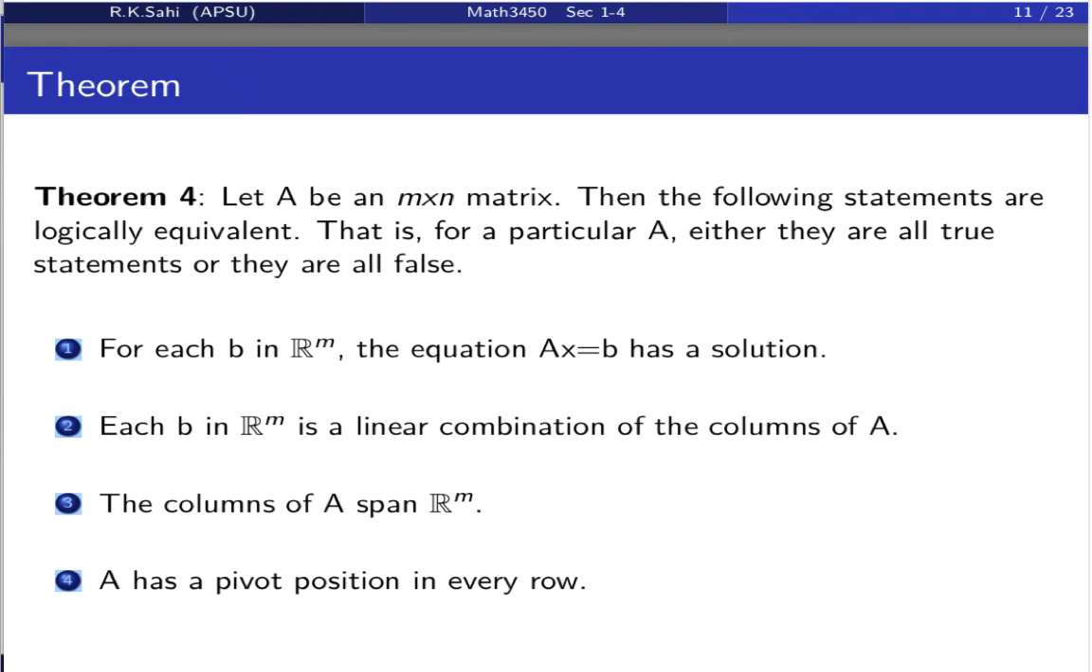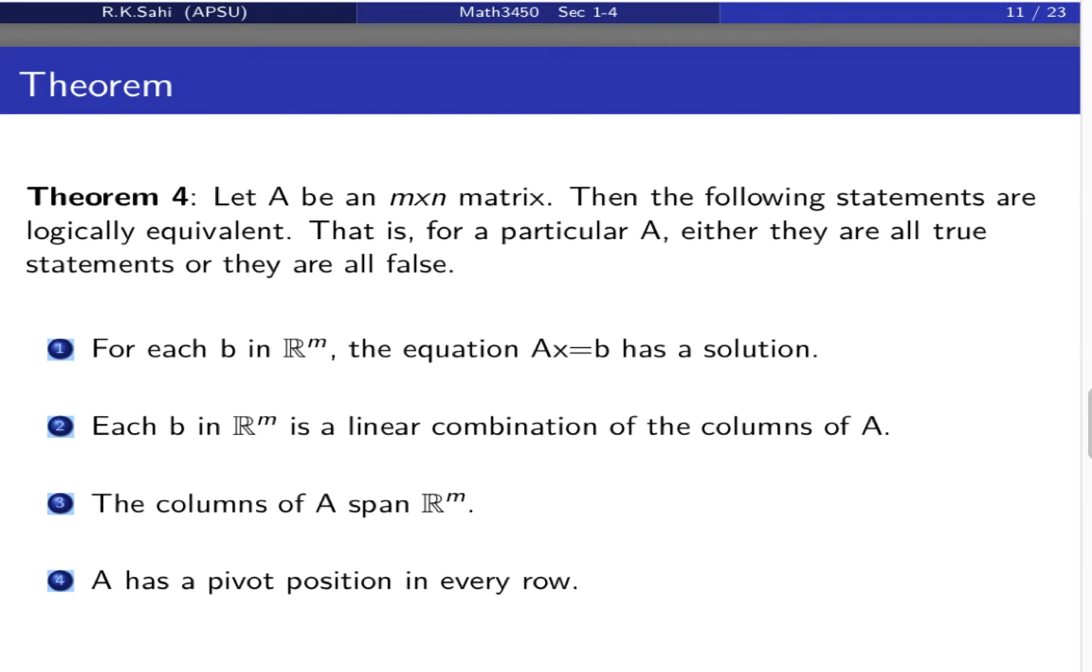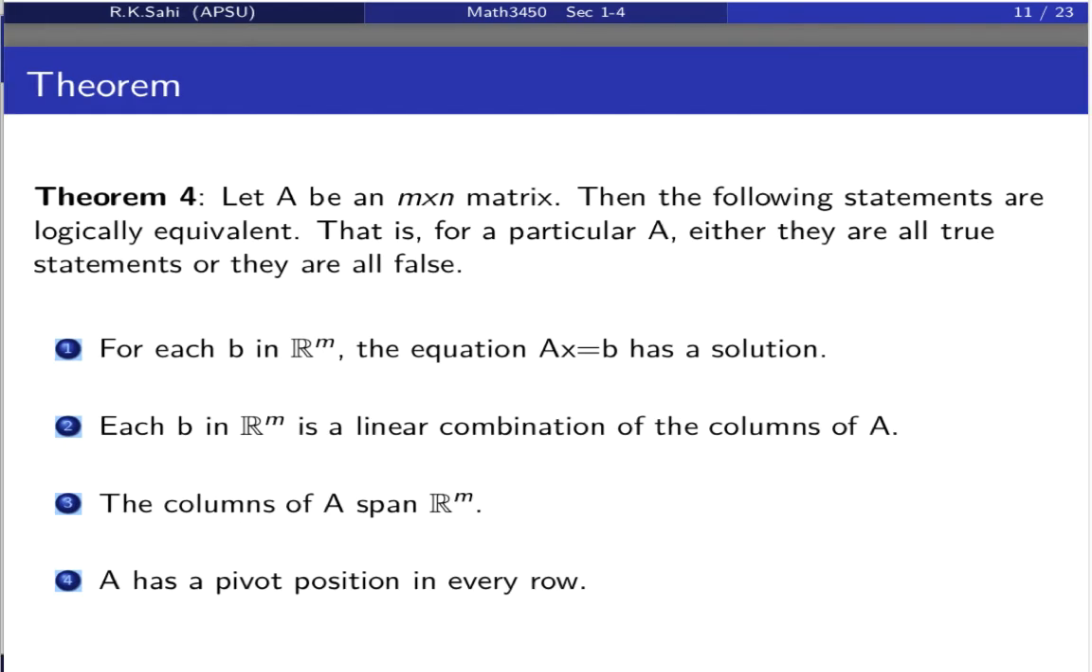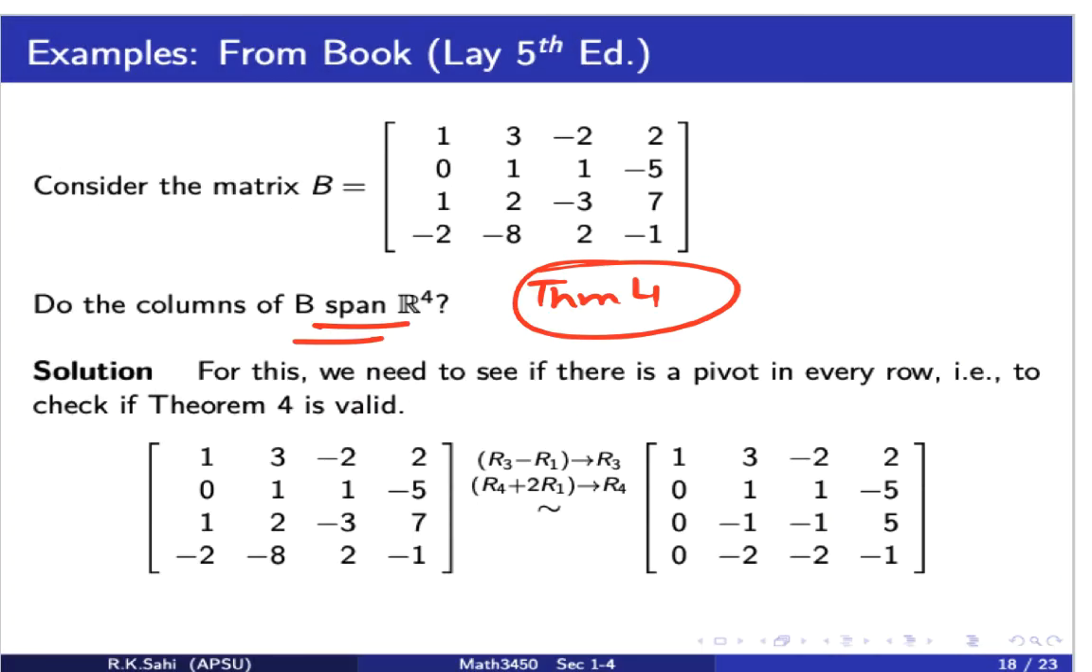Okay, that's what the question is. Do the columns span? In other words, check if the matrix has a pivot position in every row. So keep that in mind. Now my question is, do the columns of B span R4? So we need to see if there's a pivot in every row. That means, is my Theorem 4 valid?